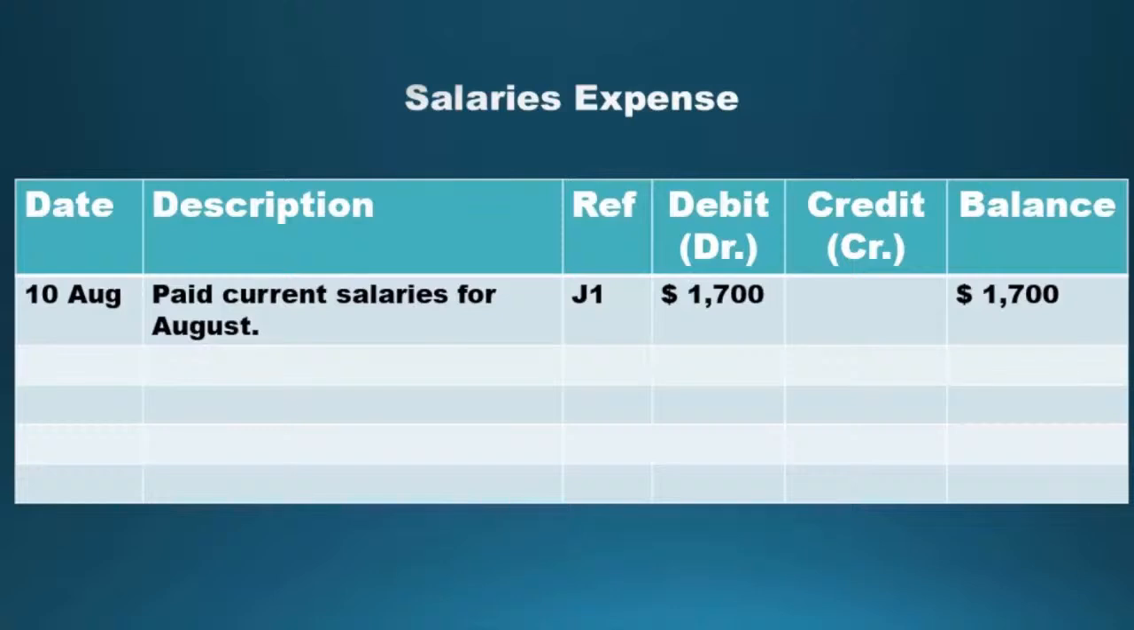Salaries expense ledger. 1. Date. Write the date, August 10. 2. Narrative. Add the narrative, paid current salaries for August. 3. Reference. Include the journal reference, J1. 4. Amount. Enter $1,700 in the debit column. We debit salaries expense because expenses increase on the debit side.